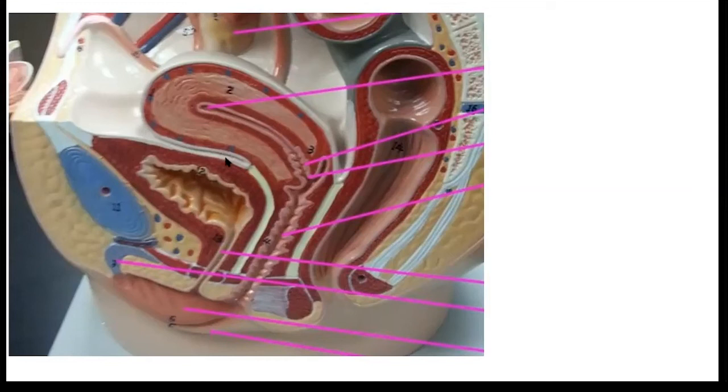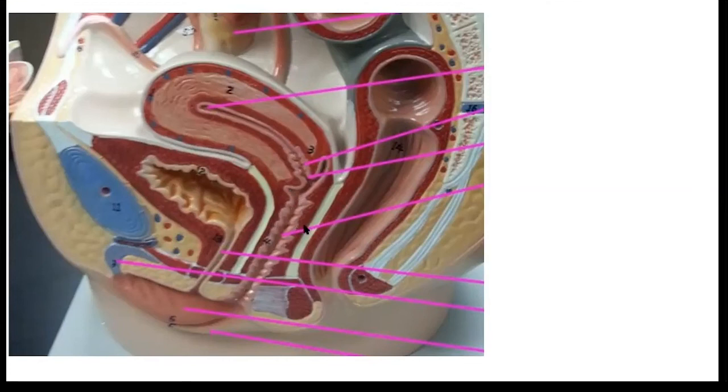This space here, produced by the peritoneum, is the vesical uterine pouch. It is between the uterus and the urinary bladder. This space here is the rectal uterine pouch between the uterus and the rectum. The cervix is in this area. Again, notice the folds that begin the cervical canal. Internal os, external os. Fornix, seen here and there.